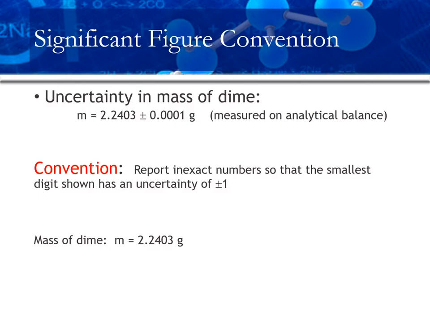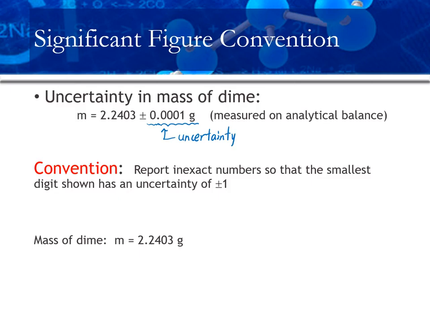When I make the measurement of the mass of a dime, for example, I can report it, as you can see here at the top of this slide. I measured a dime on our analytical balance, which is very precise. It has an uncertainty of 0.0001 grams. It's a very precise measurement device. That is what we refer to as the uncertainty. The uncertainty is a value with units that matches the units that we use in the original measurement itself, the 2.2403.